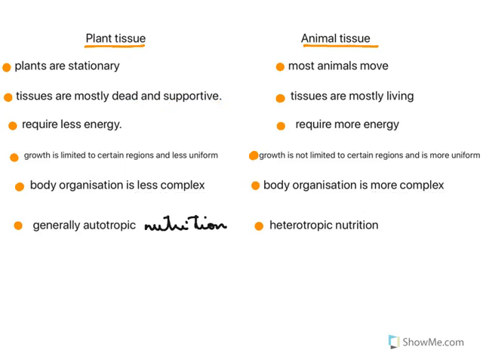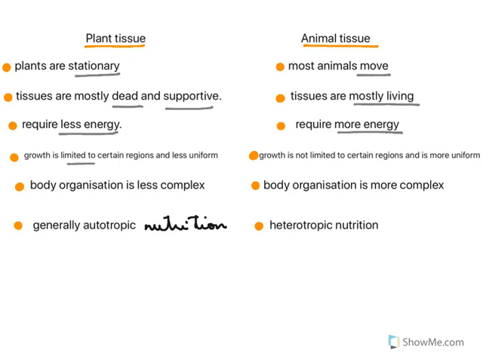To go over the slide again, we saw that plants were stationary because they prepared their own food, animals move, and the tissues in plants are dead and supportive. In animals, the tissues are mostly living. And because the tissues are dead and supportive, they require less energy. Dead cells require less energy. And plants also do not move around, so they require less energy. Animals require more energy because most of their cells are living and they move around.